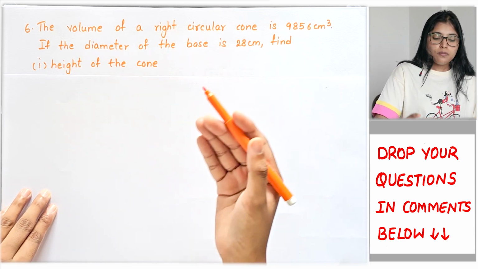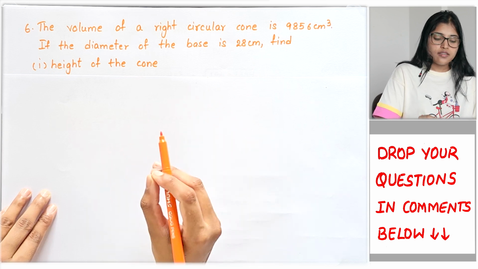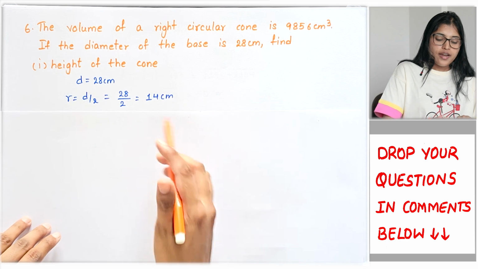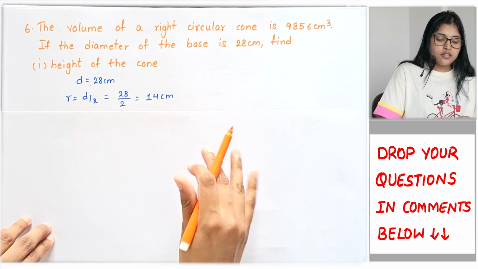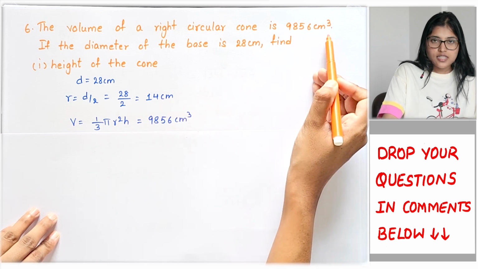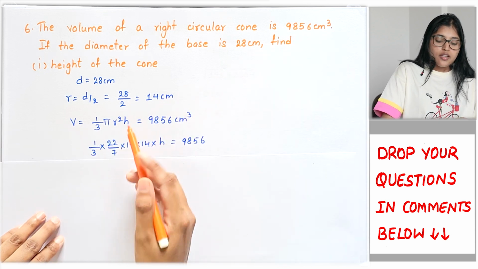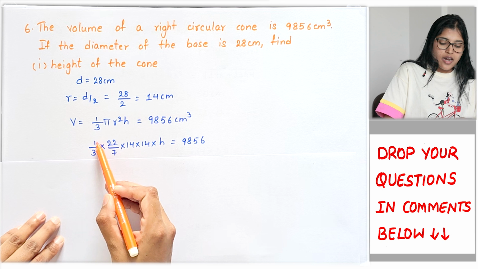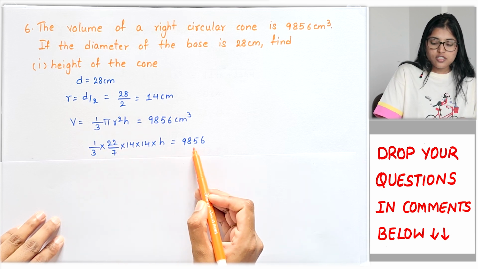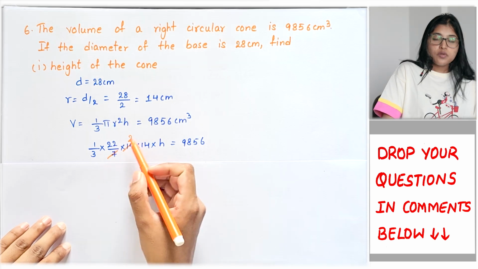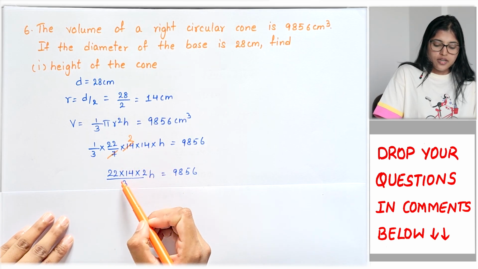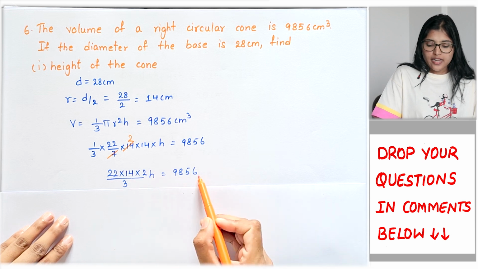I am given volume and diameter of the base. We need to find the height. So d is 28 centimeters. From this I can find the r value as 14 centimeters. Now I know that 1 by 3 pi r square h equals 9856 centimeter cube. Substituting the value for r here, I can write 1 by 3 into 22 by 7 into 14 into 14 into h equals 9856. 7 twos are 14. So this becomes 22 into 2 into 14 by 3 into h will be 9856.